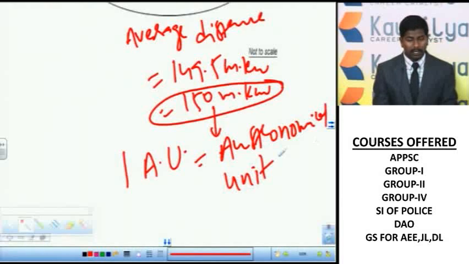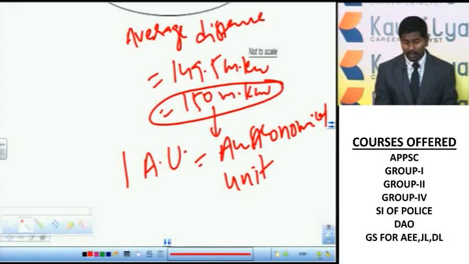One astronomical unit is: A, distance between the sun and the earth, B, distance between the earth and the moon, C, distance between the moon and the sun, D, distance between Mars and Jupiter. So it is the distance between the earth and the sun. It is 1 astronomical unit, a unit to measure distance, right?